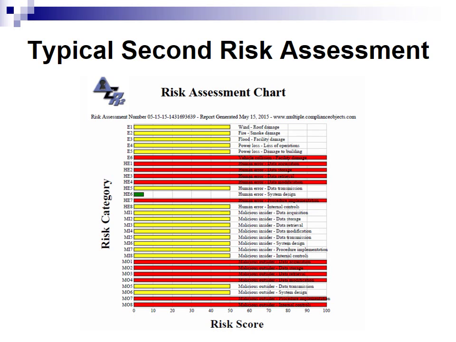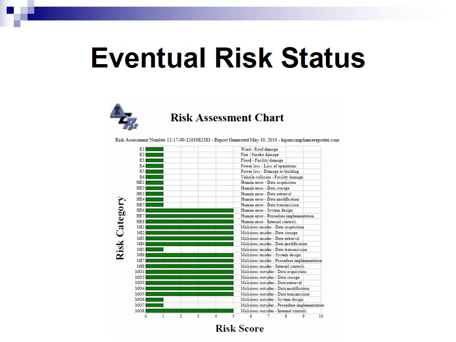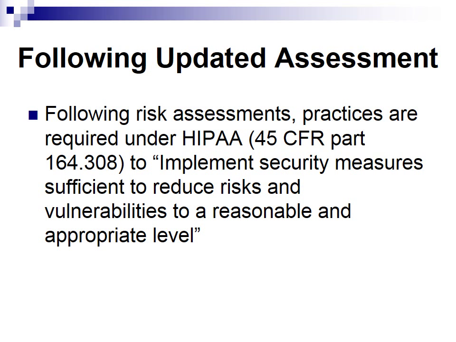While early risk reports will look somewhat unfavorable, the reports can rapidly be improved. By the end of the first year, all risk scores should be in the acceptable green level. Note that a risk score of green or less than 10 is not a 0 score. There's no such thing as a 0 risk. Practices are required to continue to implement security measures sufficient to reduce risks and vulnerabilities to a reasonable and appropriate level.